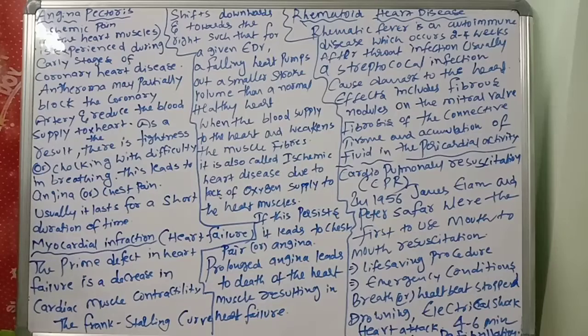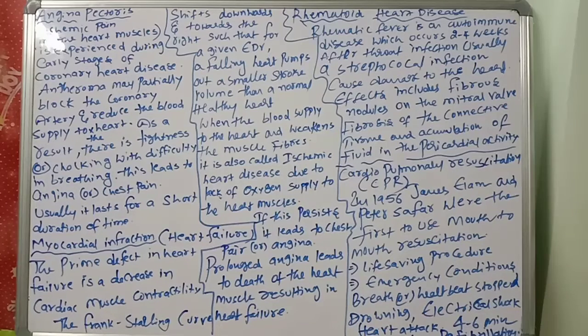So the next disorder of the circulatory system is angina pectoris. What is angina pectoris? That is what we are going to discuss. What are the symptoms? Why will this problem come? Why will this disorder be there? What kind of problems will be there? We will discuss that in this video.